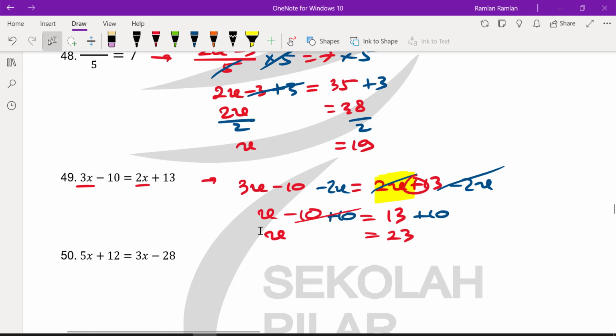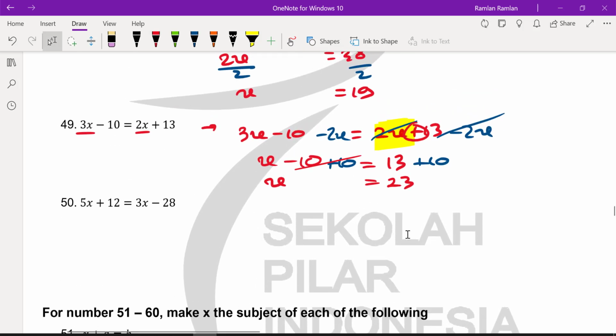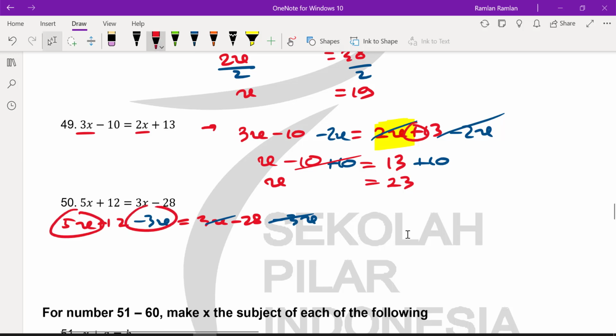Okay, you can do the same thing with number 5. 5x plus 12 equals 3x minus 28. I'm going to get rid of this guy, which is 3x, by subtracting 3x from both sides of the equal sign. So this and this is gone. On the left side of the equal sign, you have 5x minus 3x, which will be 2x, right? And then this plus 12 is still there. Don't forget to write it down. And this side of the equal sign is minus 28. So write down minus 28.